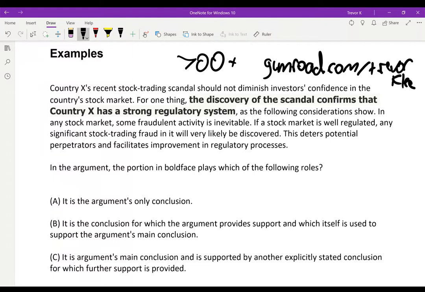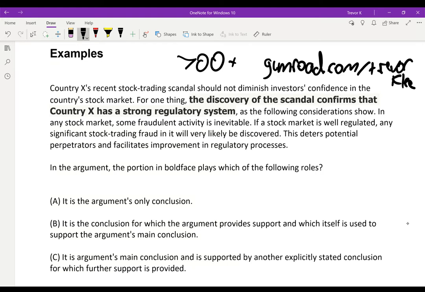All right, so let's go through this. This is a 700 plus question, so it's pretty tricky. Let's read it first. Country X's recent stock trading scandal should not diminish investors' confidence in the country's stock market. For one thing, the discovery of the scandal confirms that Country X has a strong regulatory system, as the following considerations show. In any market, some fraudulent activity is inevitable. If a stock market is well regulated, any significant stock trading fraud in it will likely be discovered. This deters potential perpetrators and facilitates the improvement in regulatory processes.